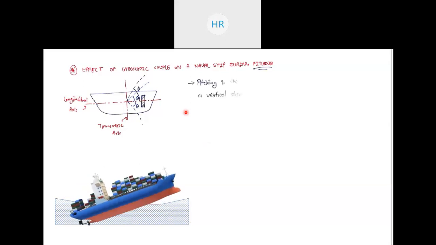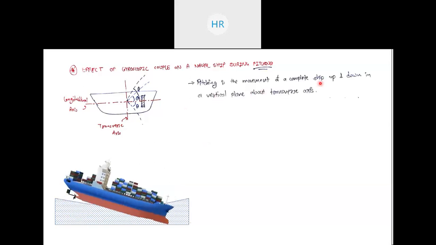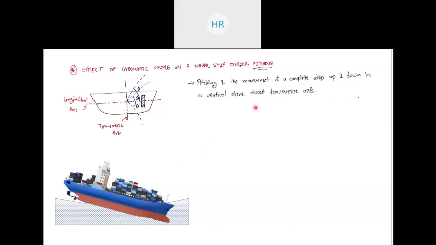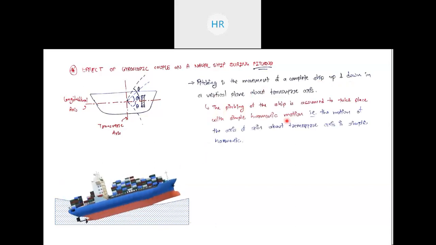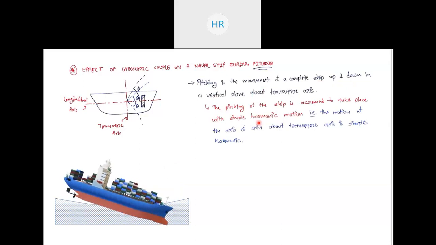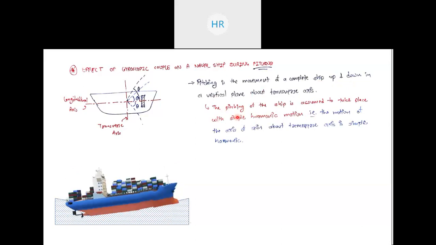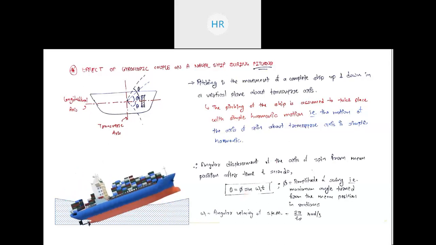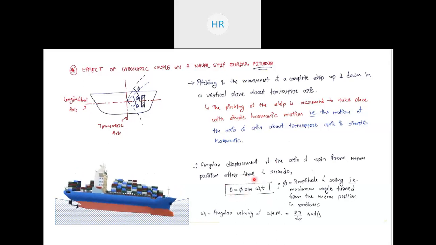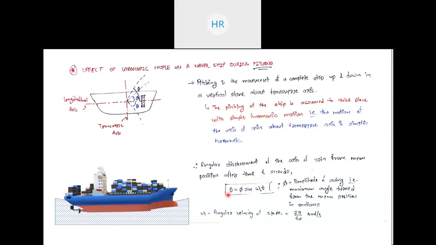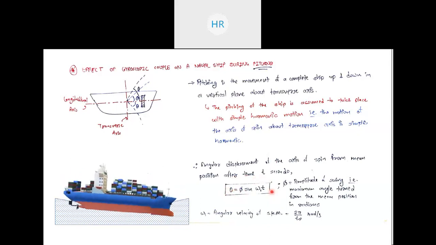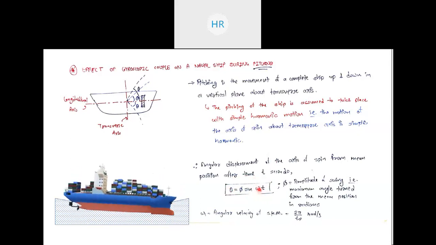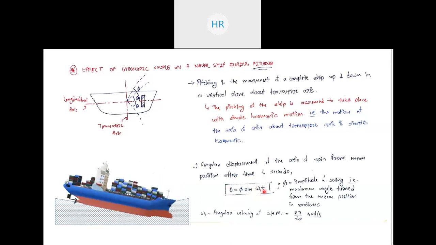Okay. So pitching is the movement of a complete ship up and down in a vertical plane about transverse axis. The pitching of ship is assumed to take place with simple harmonic motion. મેં ઓલરેડી તમને કીધેલું છે with simple harmonic motion. So simple harmonic motion માં angular displacement નું આ ઇક્વેશન હોય છે. theta is equal to phi sin omega 1 t. Okay, this is omega 1, not simple omega. Omega 1 છે and t is the time.